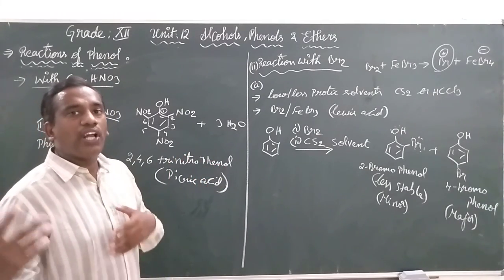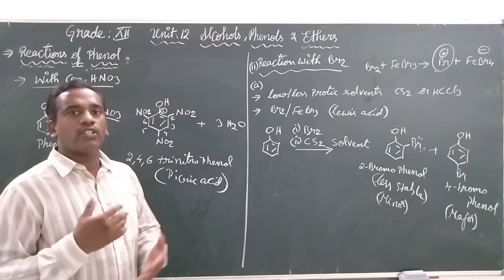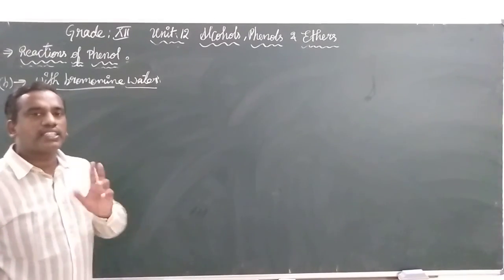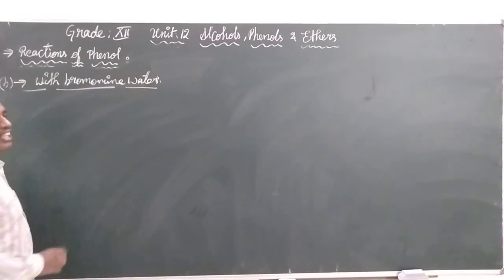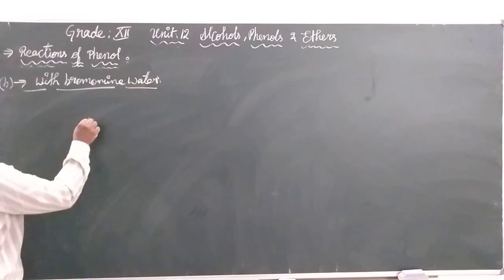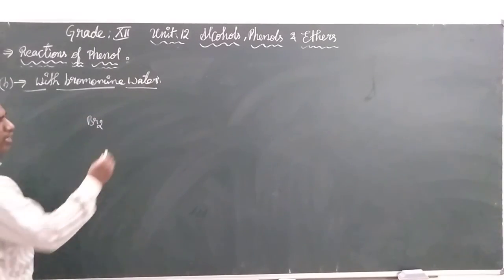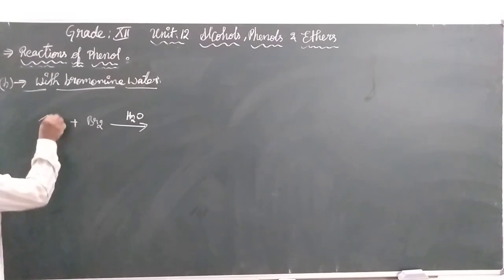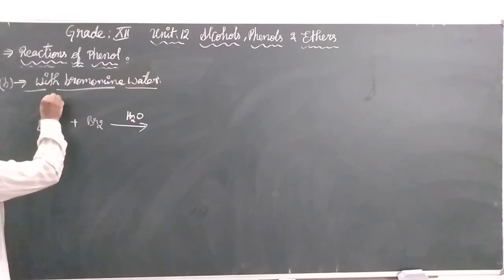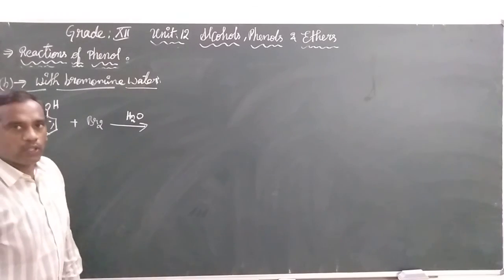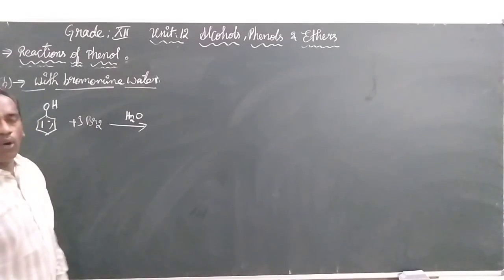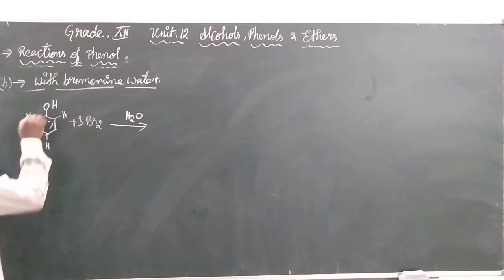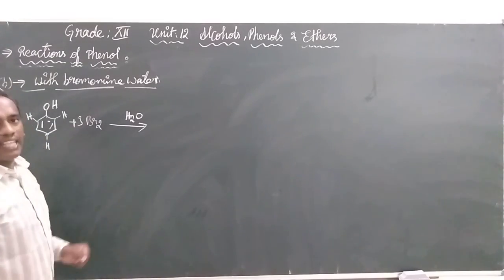Let us see how phenol reacts with bromine in the presence of water. So let us see how the phenol reacts with bromine water. Bromine water means we take bromine and dissolve it in water. When the phenol is reacted with bromine in the presence of water, generally we use 3 moles here. The ortho, para and other ortho hydrogens are substituted by this electrophile.